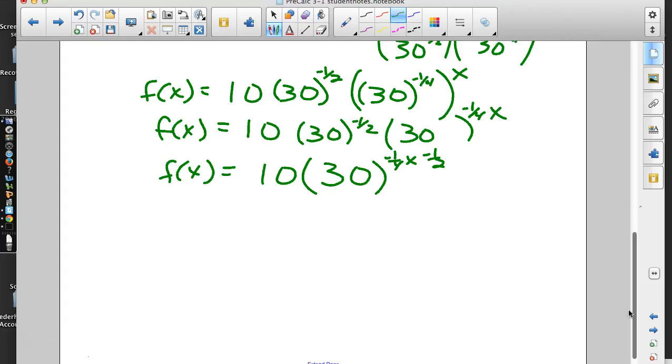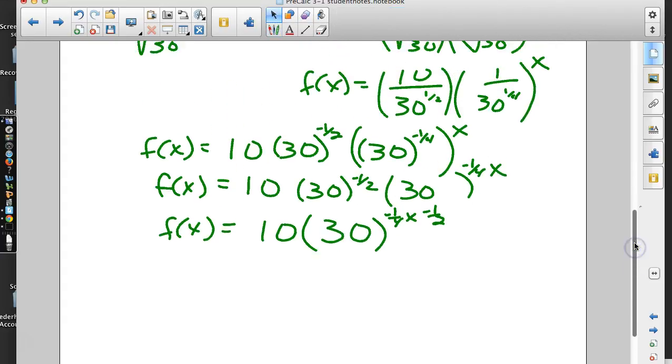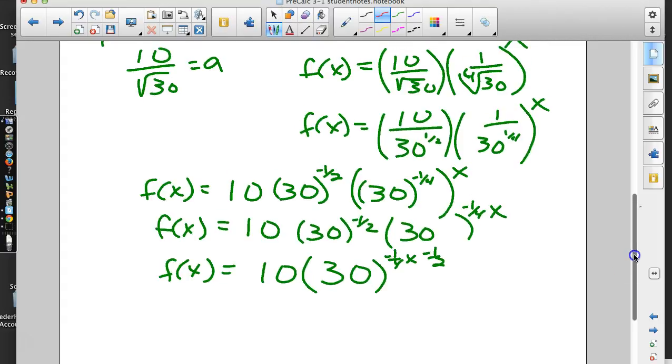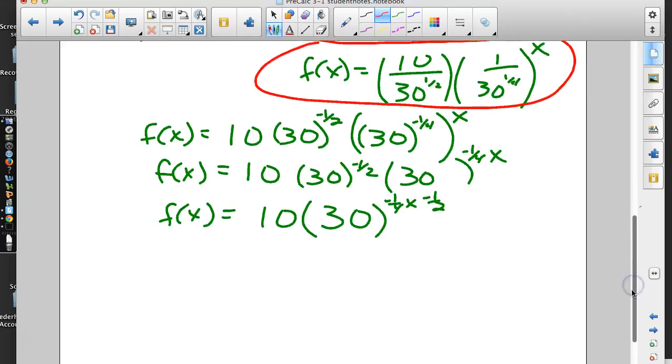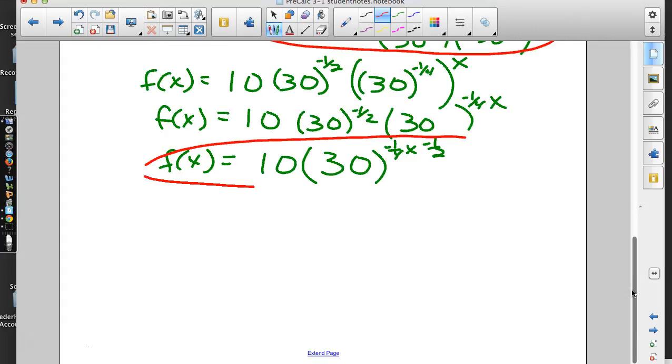That we can't, because one is an x and one is not. So we can't put those two pieces together. So we had this as a correct answer, this as a correct answer, and this as what would probably be considered a simplified answer, because we have 30 there as one base. But all three of those would give us the exact same exponential function.